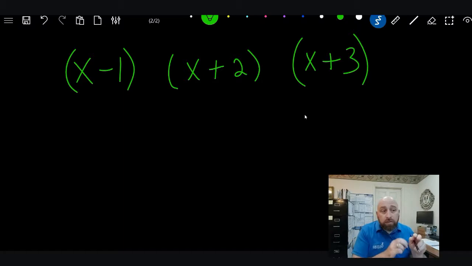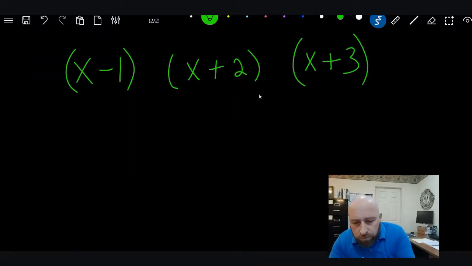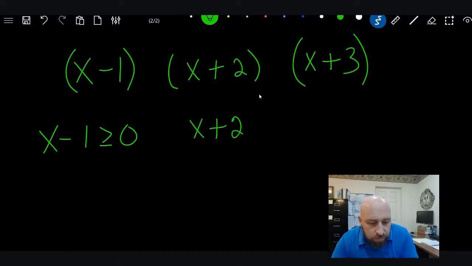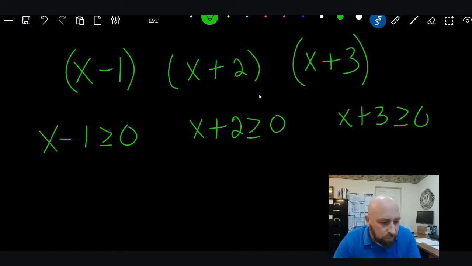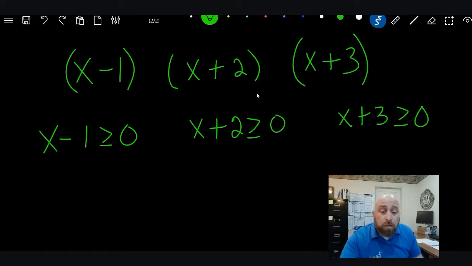Now we have to set all of those equal to 0 or to whatever it was up here, greater than or equal to. So x minus 1 is greater than or equal to 0. x plus 2 is greater than or equal to 0. And x plus 3 is greater than or equal to 0. And, you know, some of you are like, I don't even do that, Mr. Steve. I just see, okay, if it's -1, I just do +1. If it's +2, I just do -2. If it's +3, I just do -3. Okay, good. I'm doing this to show you the process, to show you what goes on. But if you can do it in your head, fine, no big deal.